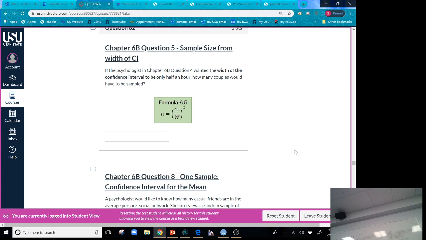What's little s? Standard deviation of the sample, the values in the sample. What's W here? Width. So they want the width to be half an hour. So what number do we put in for W? 0.5. So S is a number that we got before. So you do 4 times S, divide by W, and then square it.